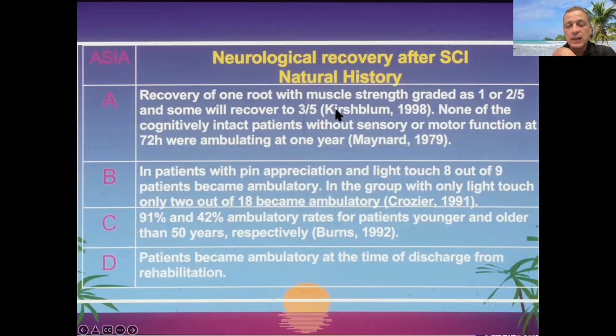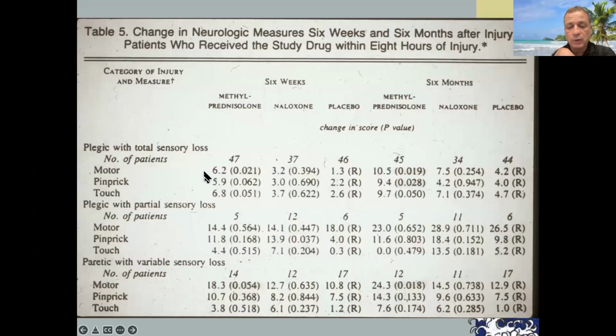And again, this is a natural history chart showing how many people who are Asia A are ambulating after a year, how many with a B, and as you become less and less injured and more young, the chances of you recovering become higher. So if you're Asia C, less than 50 years of age, there's a 91% chance you'll be ambulating at the end of a year. So this is just, again, some comments about natural history.